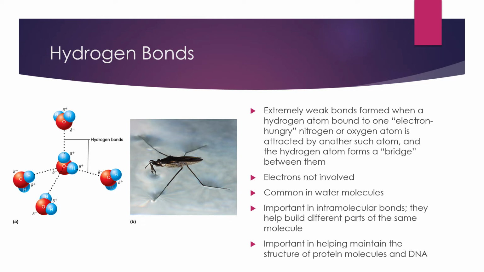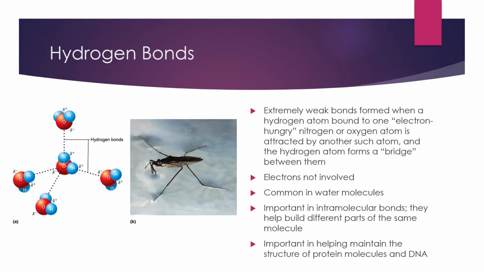So let's talk about hydrogen bonds. They're extremely weak, and they're formed when a hydrogen atom bound to one electron-hungry nitrogen or oxygen atom is attracted by another such atom, and the hydrogen atom forms a quote-unquote bridge between them. Electrons are not involved in this. It's common in water molecules and important in intramolecular bonds, and it helps build different parts of the same molecule. It's important in helping maintain the structure of protein molecules and DNA.